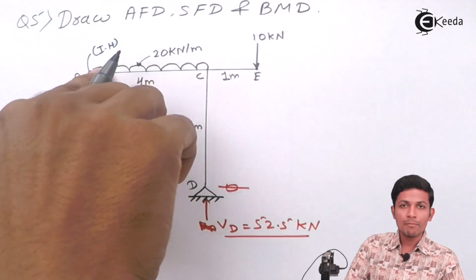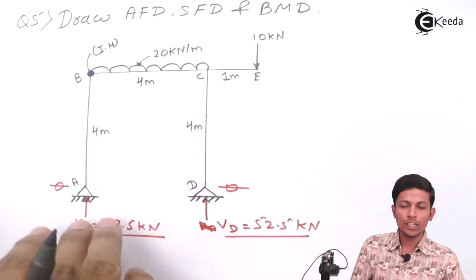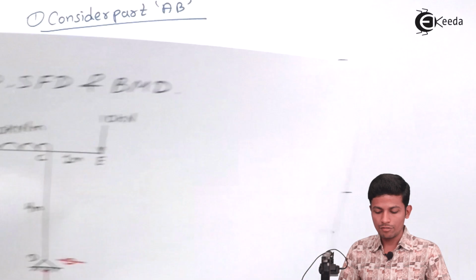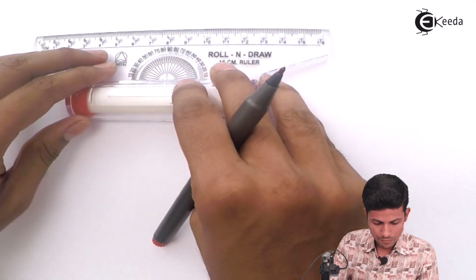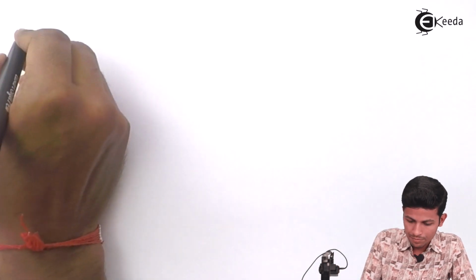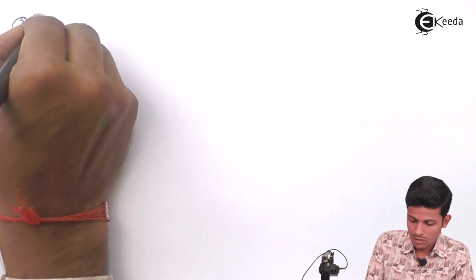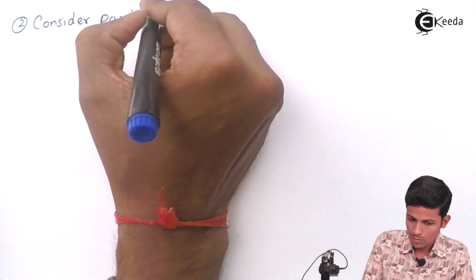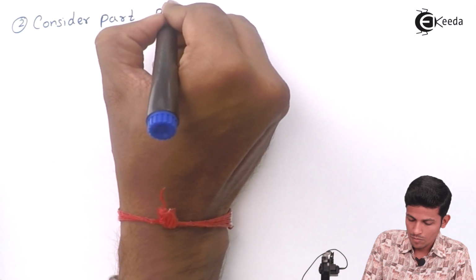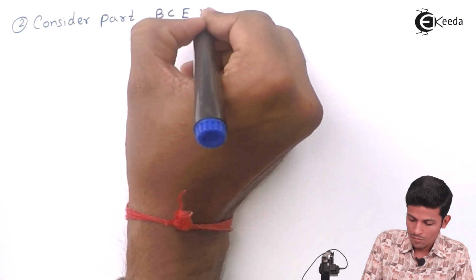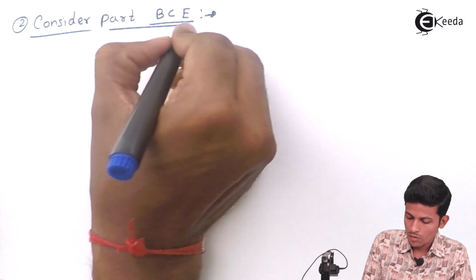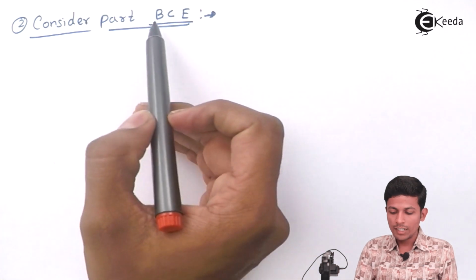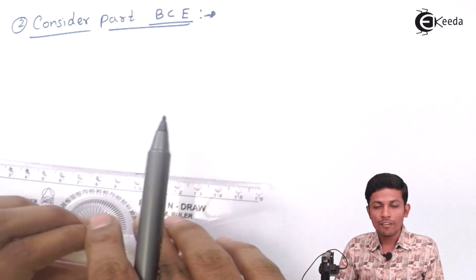Now see students, we have done with the AB part. Now let's see how to solve B and C. First, draw the free body diagram. Now consider part B, C and E. First draw the FBD of that part.